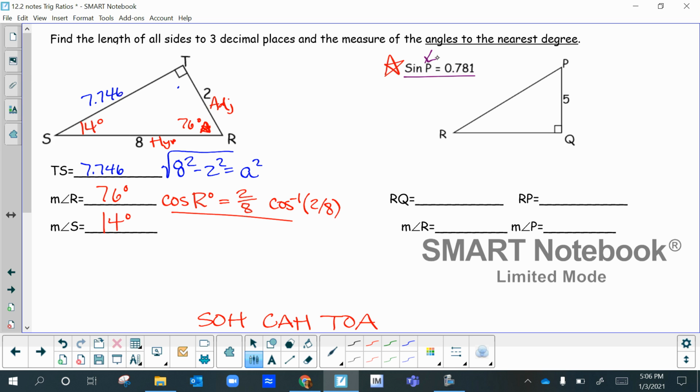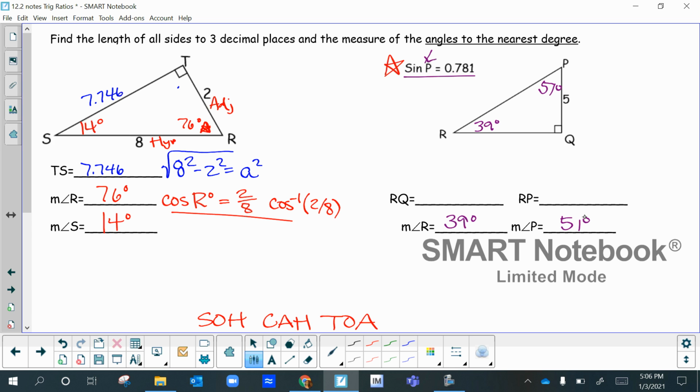Remember, to get to inverse, you hit the second button. So that's about 51.35. It says I can round to the whole number. So this is 51 degrees. I'm going to use my 180 rule to figure out the other angle. So 90 minus 51 is 39. So I've just solved for both angles. So R is 39 degrees and P is 51 degrees.